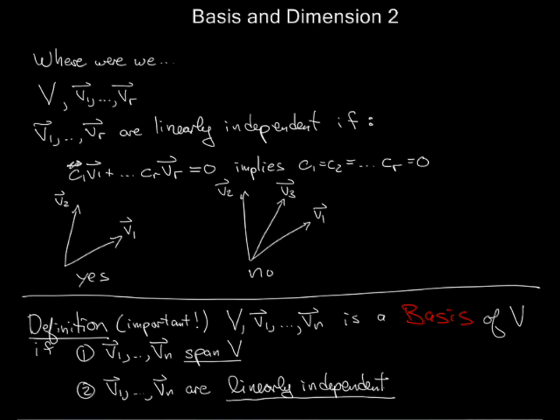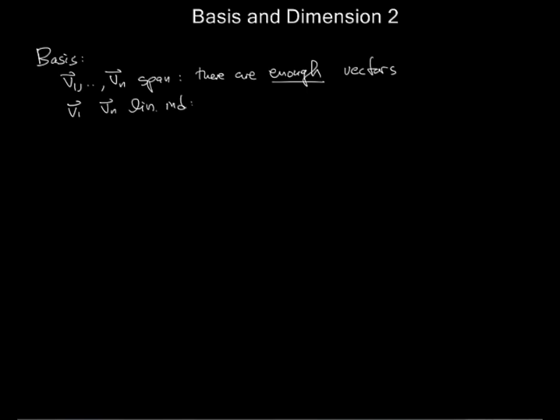So let's reiterate that. We have a basis. The fact that they span the vector space says that there are enough of the vectors. And to say that they're linearly independent says that there aren't too many. So it's two conditions of sort of an opposite nature, and put them together it means you have exactly the right number of vectors. And here's an example.